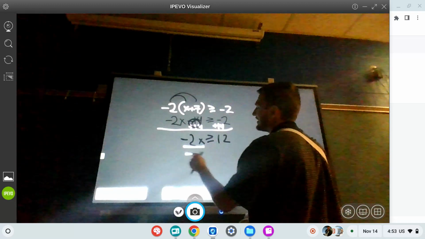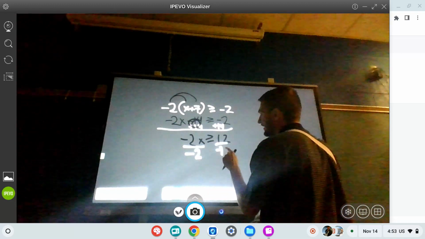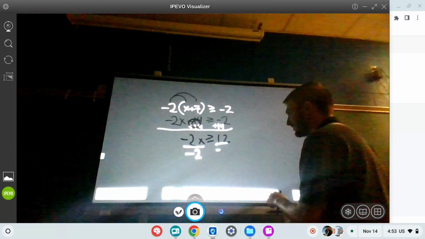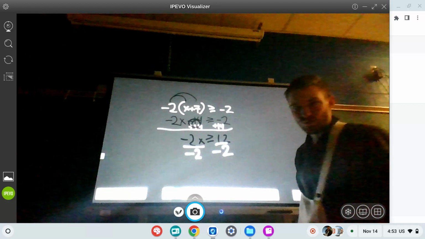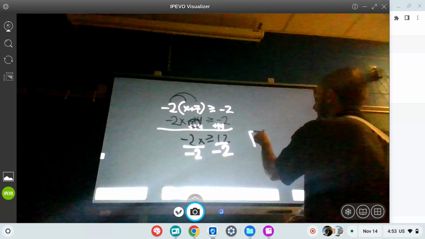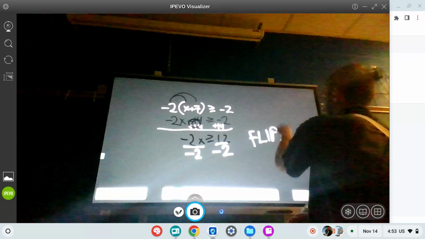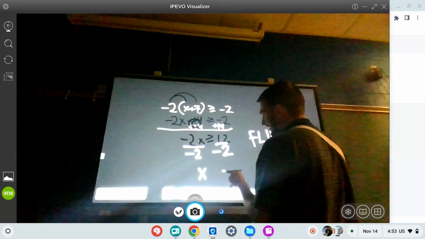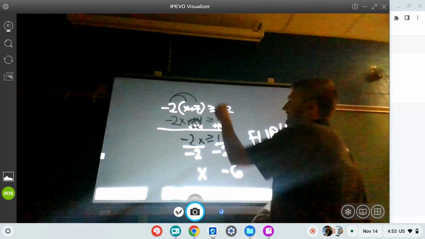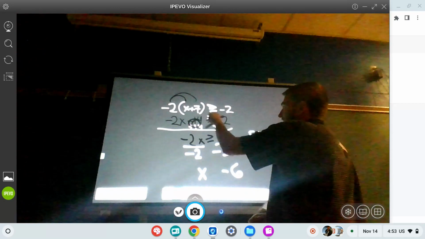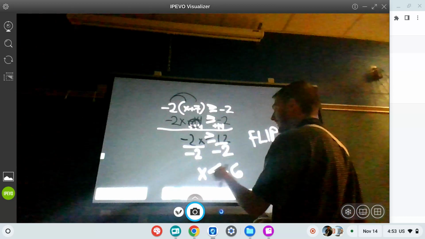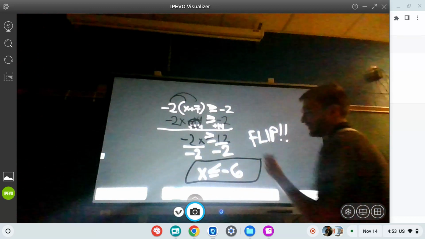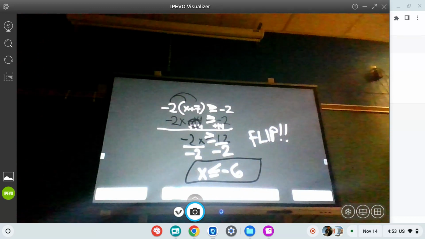Now, last step divide. Dividing by negative 2. When you divide by a negative, it is a flip. Right? So I'm going to have x negative 6. We've had greater than or equal to, greater than or equal to, greater than or equal to, flip it, less than or equal to. Final answer. X less than or equal to negative 6.